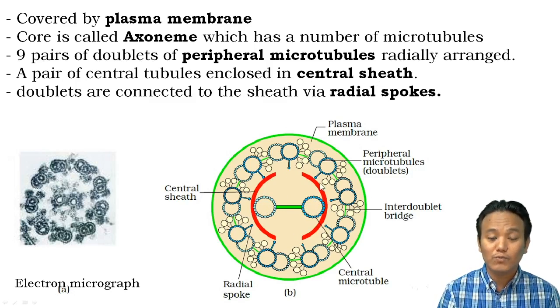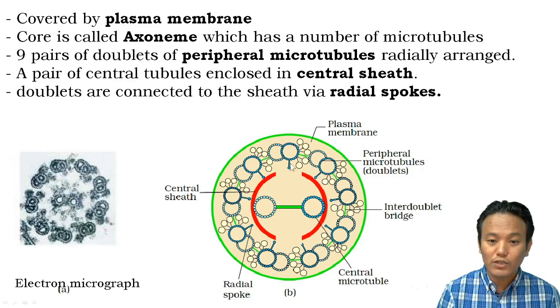Inside the peripheral microtubules are the central tubules, and the central tubules are covered by a central sheath, right? And the doublets, the peripheral microtubules, they are connected to the central tubule with the help of radial spokes.